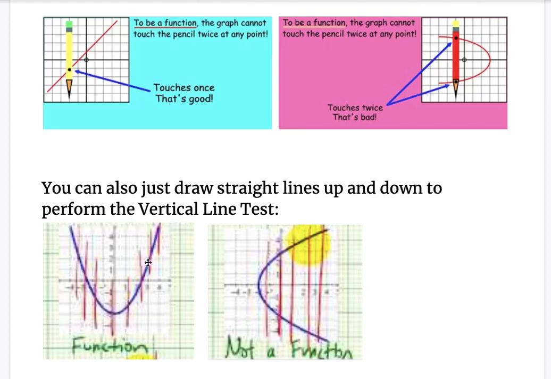This one right here is a function because it's curving this way. When I draw vertical lines up and down, I only touch one point. But the curve sideways is not okay because when I draw lines up and down, it's going to touch more than one point at a time. And that means that you have more than one output for each input. Okay? So be sure that you have this stuff copied down before we move on to some examples.